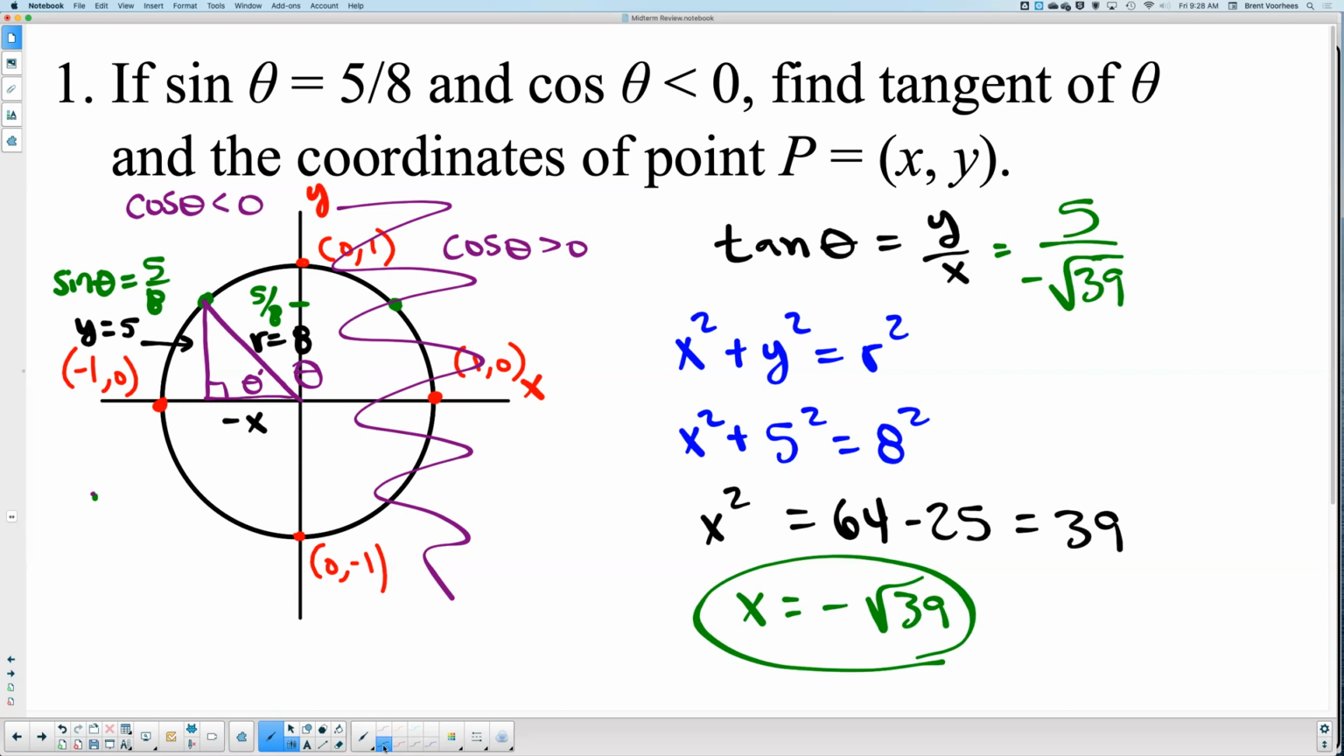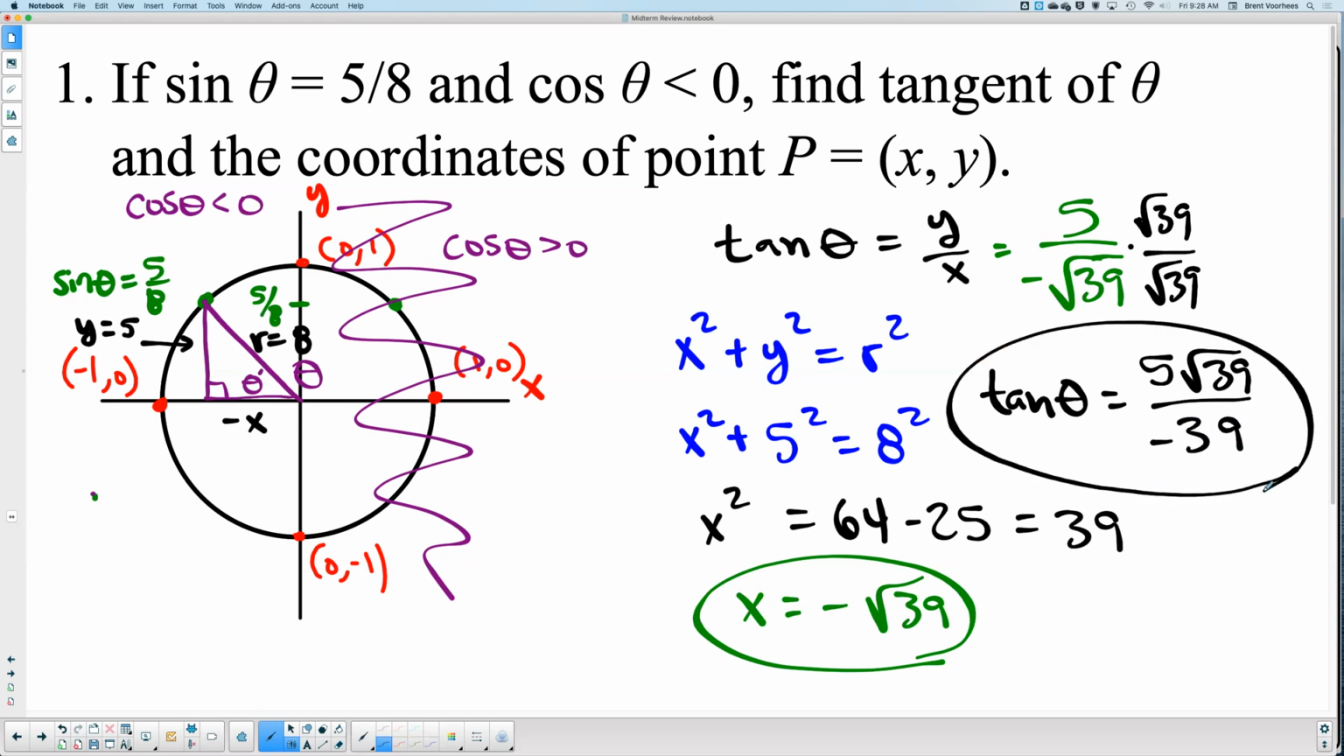So I shoot the square root up. Basically, I multiply by a funny looking 1. I'm gonna multiply by the square root of 39 over the square root of 39, and we're gonna come up with our answer. That tangent theta is gonna equal 5 square roots of 39 over negative 39. There's your answer. You don't have to leave the negative in the bottom. I like to do it because you know which variable was negative to begin with. It wasn't the y, it was the x.